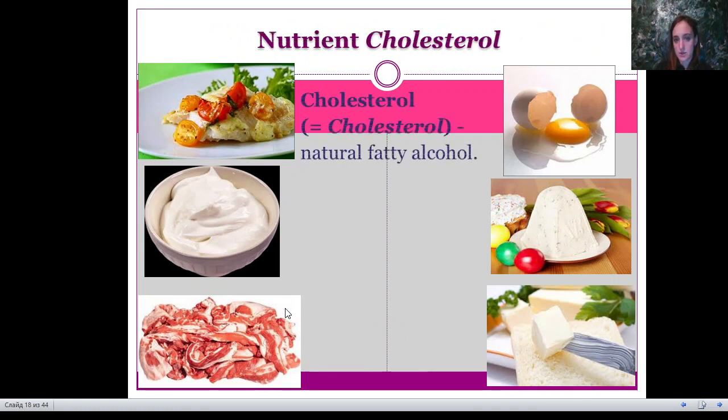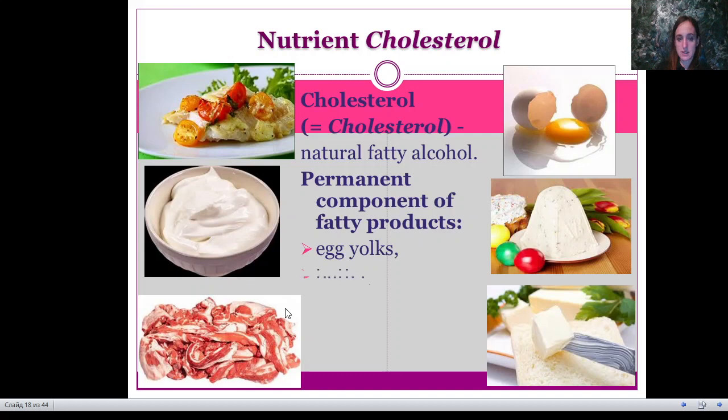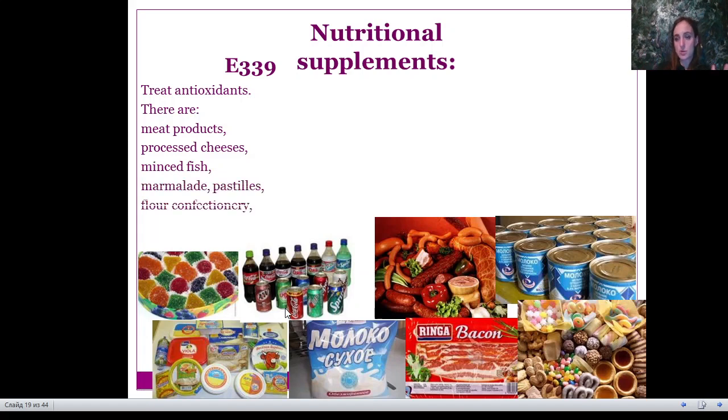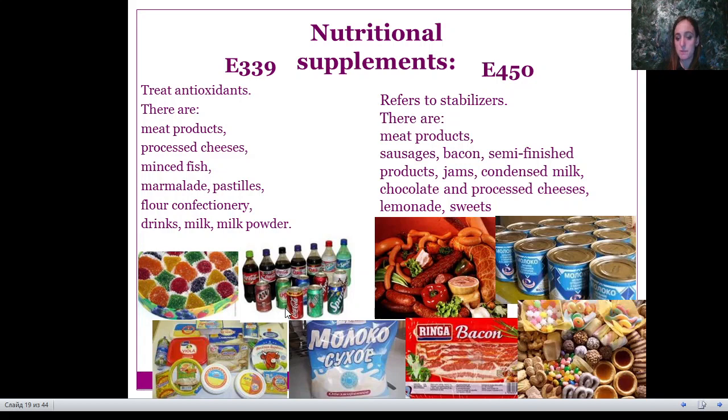nutrient cholesterol, yes, and permanent components of the fatty products. It's of course butter, beef fat, animals' brains, then eggs, and different nutrition supplements. For example, when we go to the mass market, to the supermarket, and we buy a meal, we buy different products.